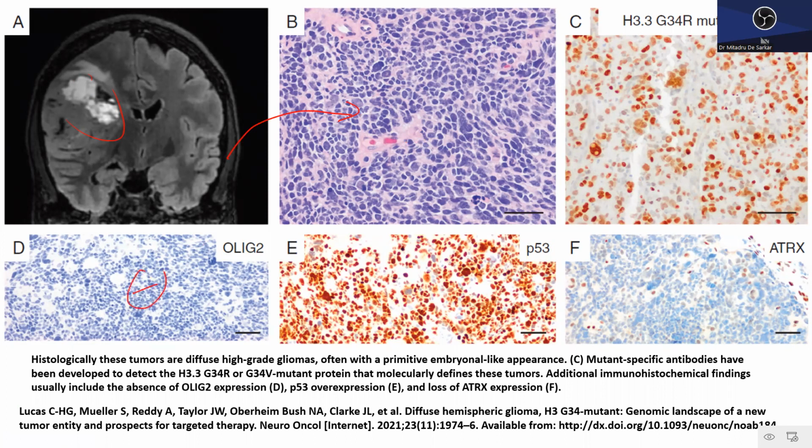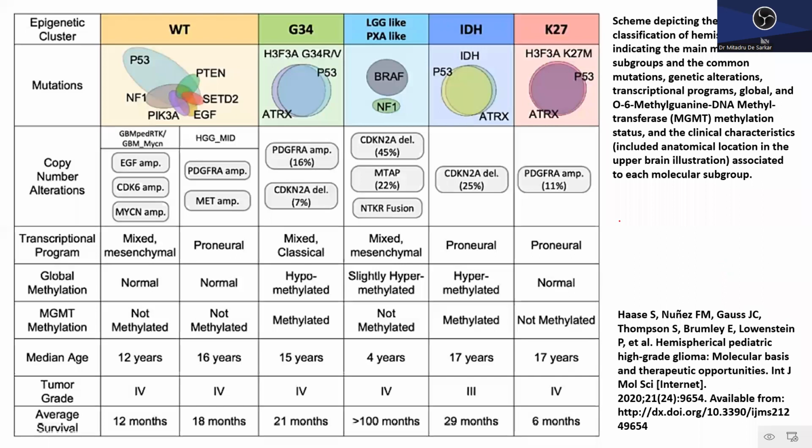OLIG2 is again negative in these tumor cells. So sometimes establishing the diagnosis of glioma becomes challenging in these cases because glial markers may not be expressed. P53, like I said, is diffusely upregulated within the tumor cells. And also, if you do a mutant H3G34R IHC, you will see that the tumor cell nuclei are showing positivity for this mutant protein. And like I said, quite a few of these cases will show a loss of ATRX expression, which is also seen in this particular case.